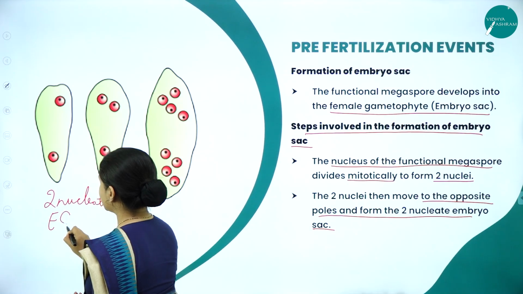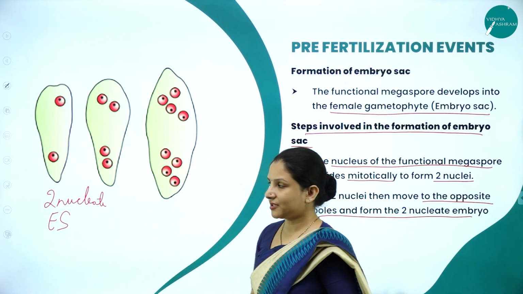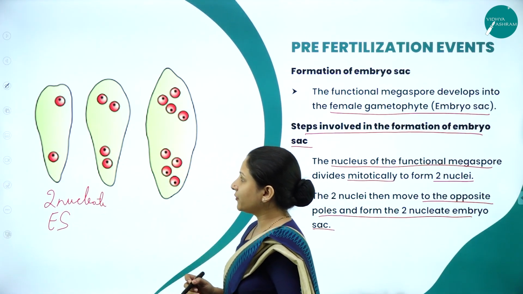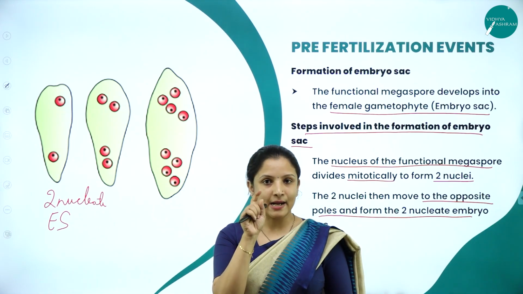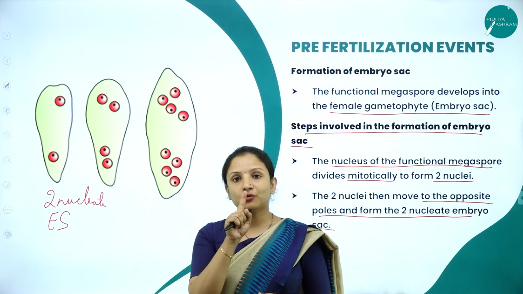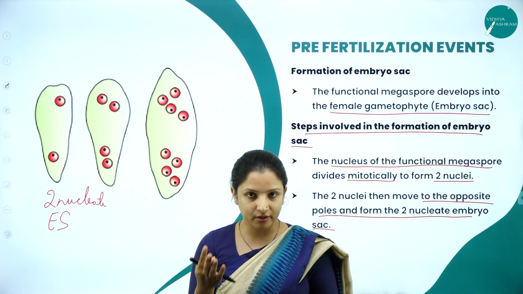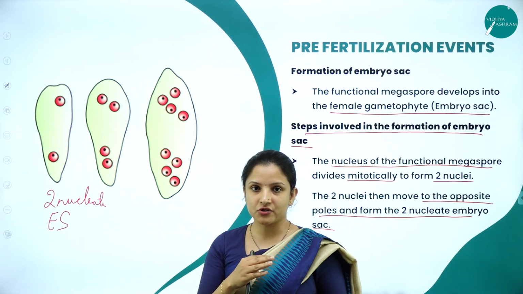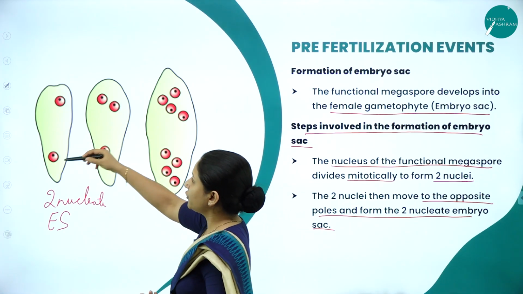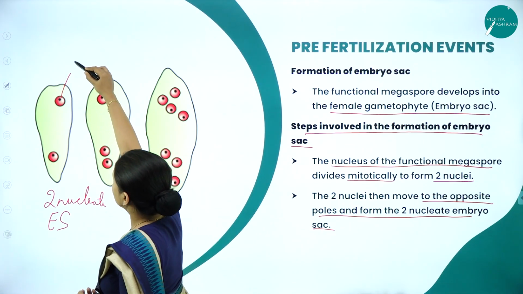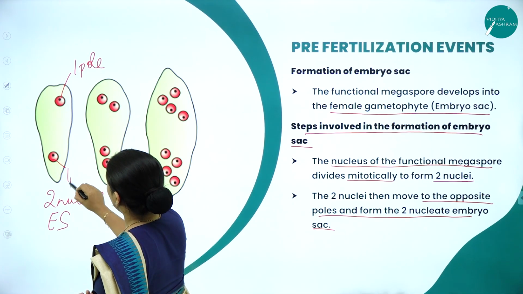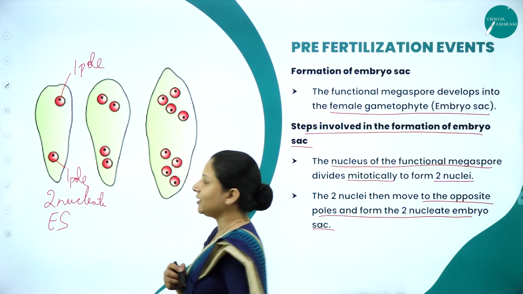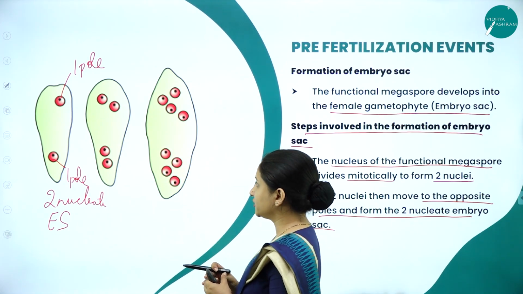I'll write it as ES, okay? ES is nothing but embryo sac. So what is this two-nucleate embryo sac? As I told you, the functional megaspore had one nucleus, right? So that one nucleus will undergo mitotic division, that is equational division, and it will form two nuclei. Those nuclei will be in the opposite poles. They will move to the opposite poles.